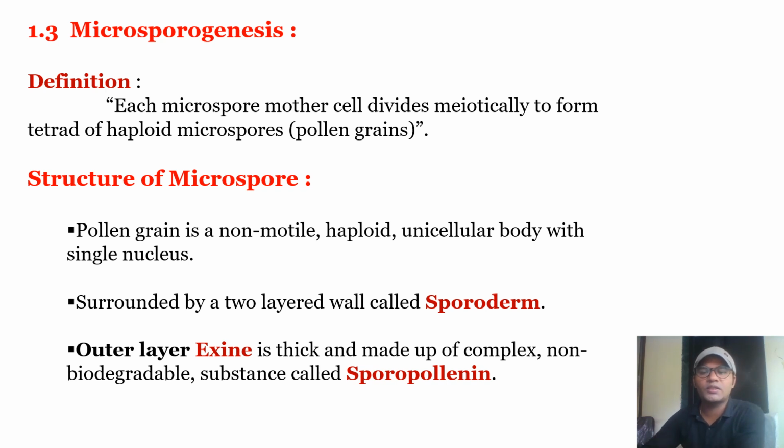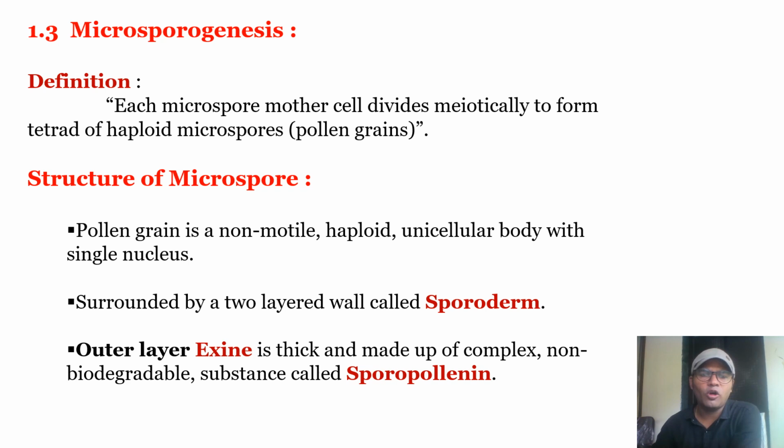So let us see the next, that is microsporogenesis. What is meant by microsporogenesis? Microsporogenesis is the process of formation of microspores, that is pollen grains, and it takes place in pollen sac. So how the microspores are produced, we are going to see, but before that we will see the structure of microspore.